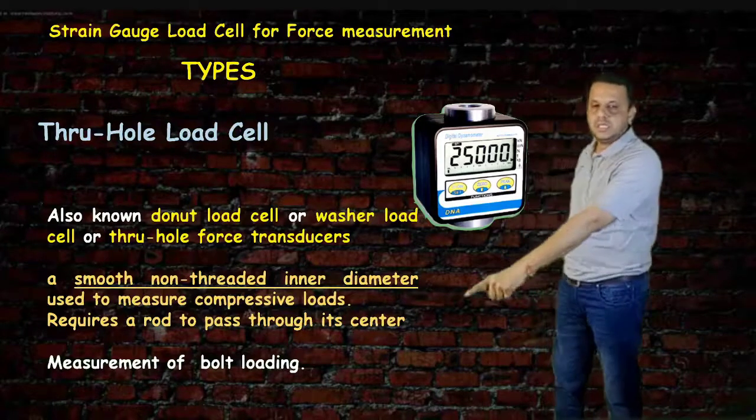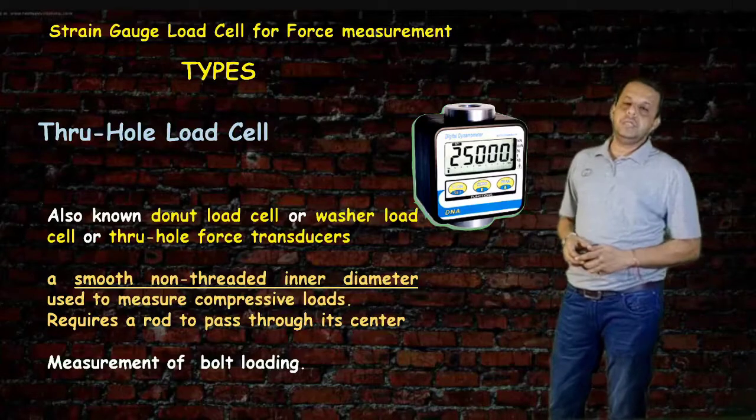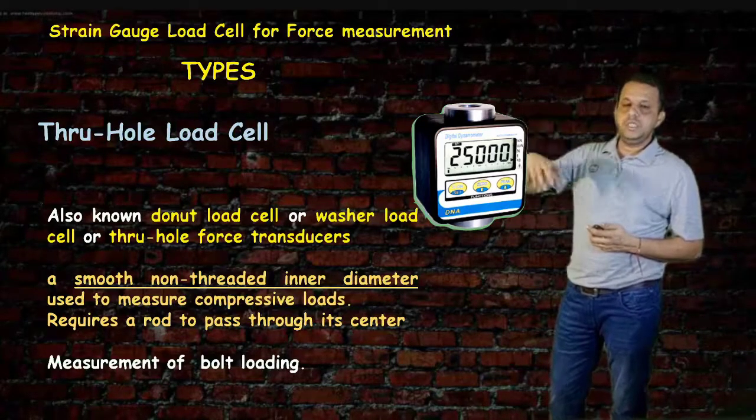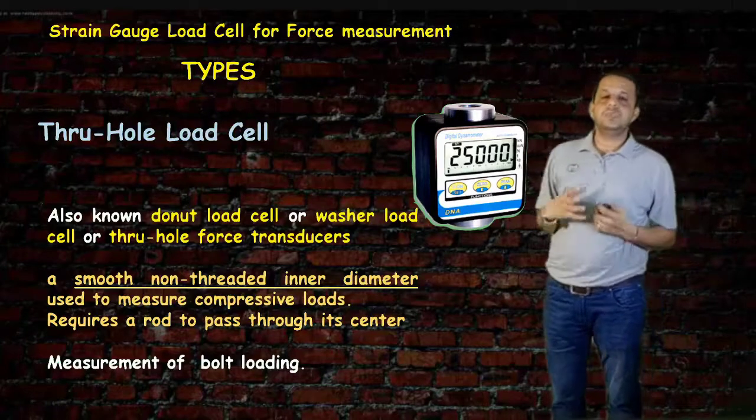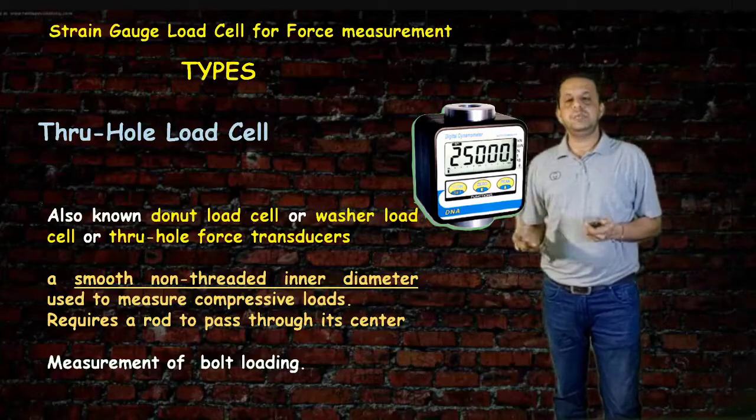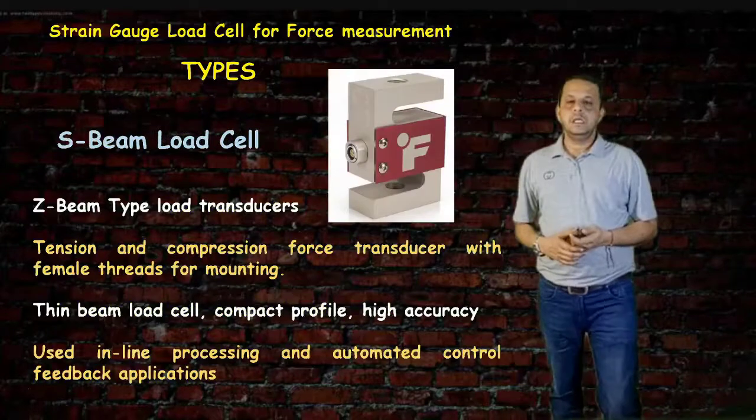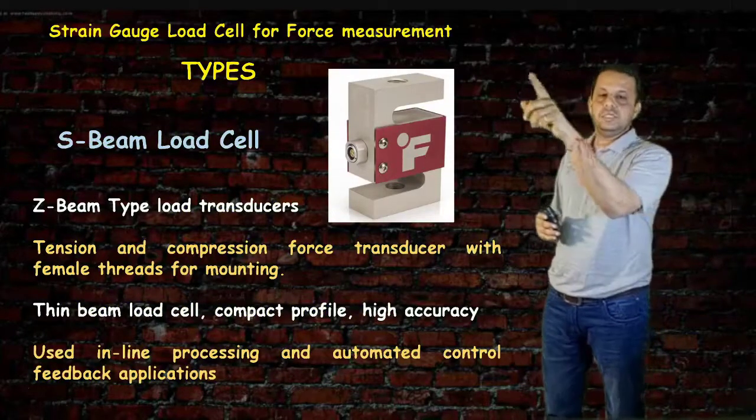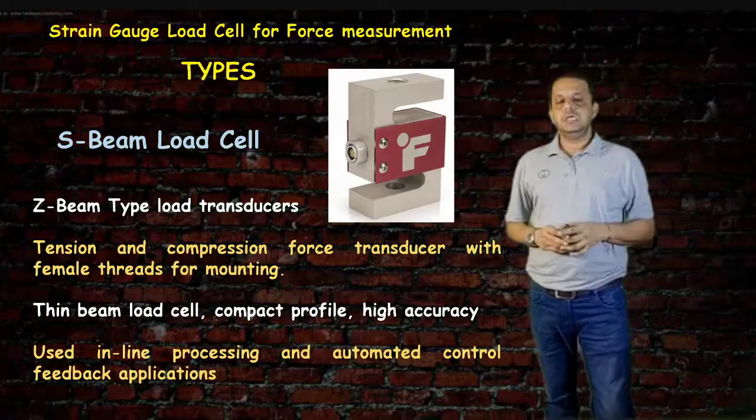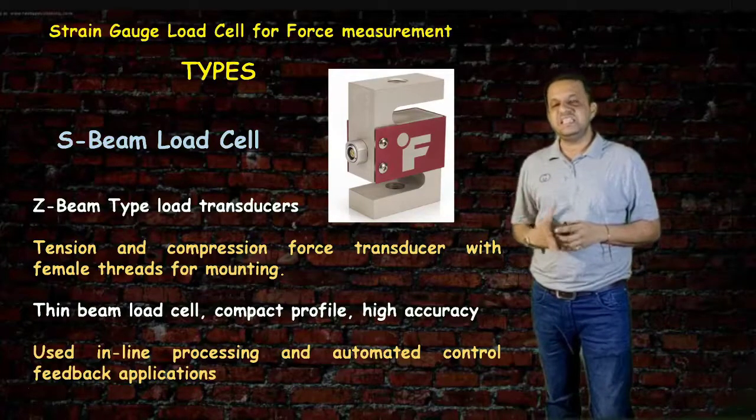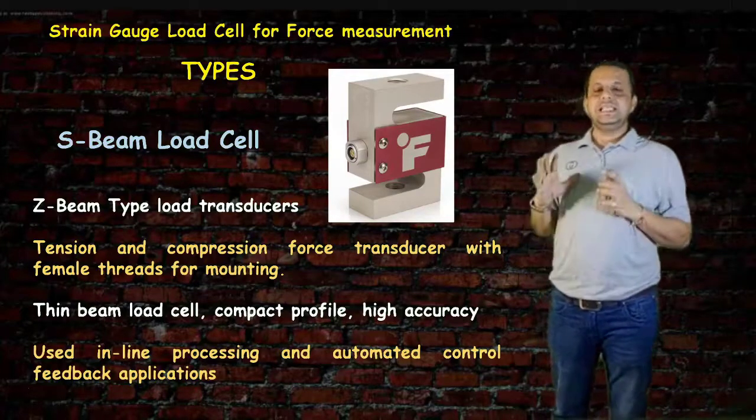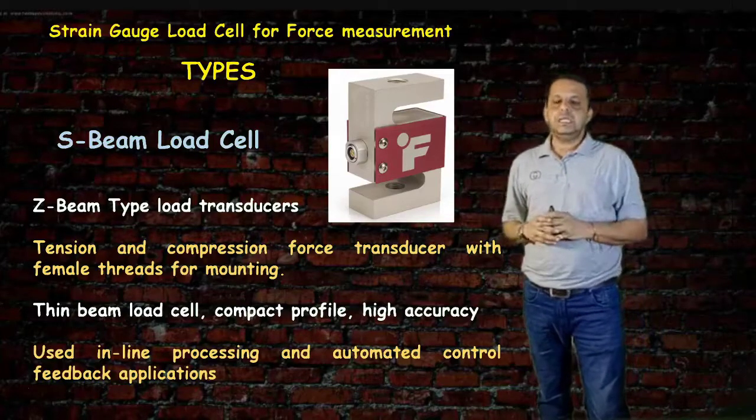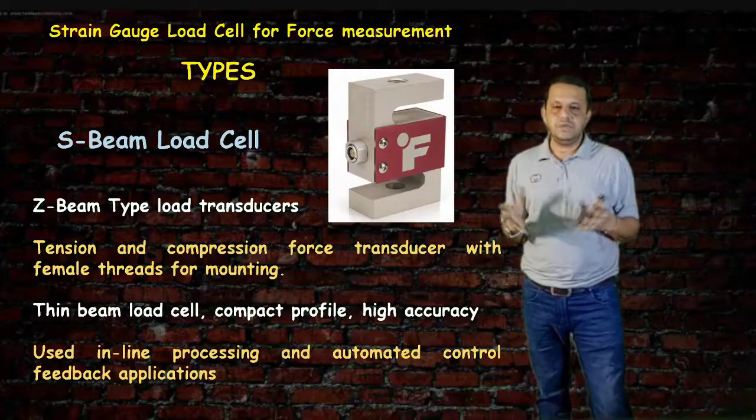Specifically, the application is bolt loading, where with the loading or fixing of the bolt, how much force will be generated on the structure can be determined. Another is the S beam load cell, where you see an S kind of structure is made. It is also known as Z beam load transducer. It can be used in both tensile and compressive applications, having a compact profile and very high accuracy.